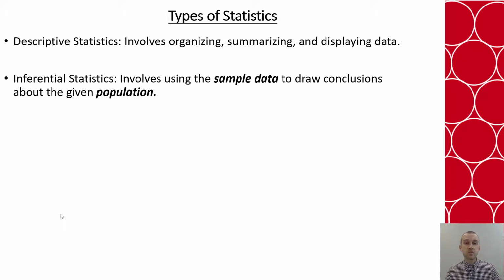Now we have two primary types of statistics that we will discuss. One is descriptive statistics and the other is inferential statistics. In descriptive statistics, we're organizing, summarizing, and displaying the data that we gather from our studies or surveys. Inferential statistics takes that data and then draws conclusions about the population. So we have to understand there's a difference here. Descriptive describes exactly what was found from the study or survey. Inferential then applies that to draw conclusions.